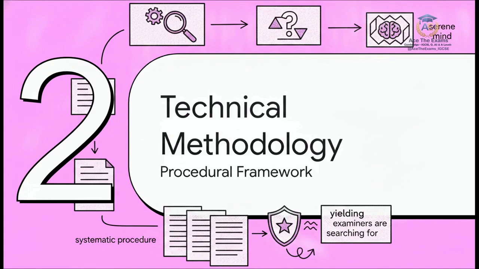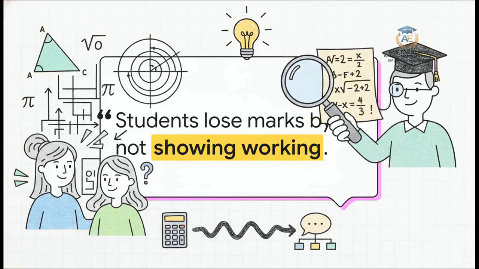Section 2, Technical Methodology. Let's deploy the procedural framework. Listen carefully to this direct alert from the principal examiner. Students lose marks by not showing working. Even if your final answer is wrong, method marks can save you. This simple statement represents a massive, fundamental shift in your exam mindset.